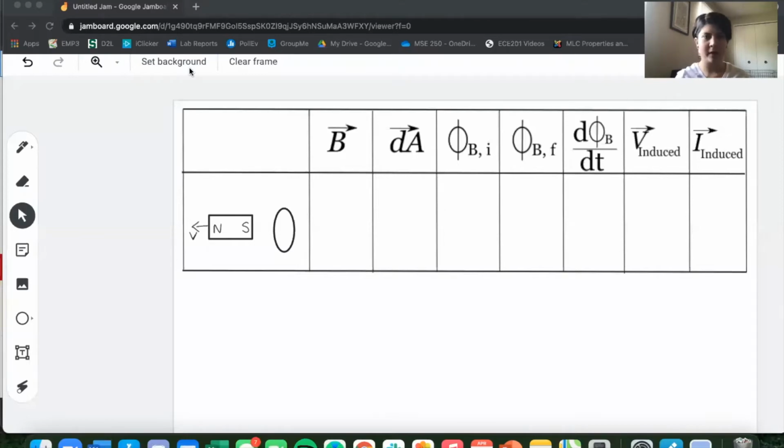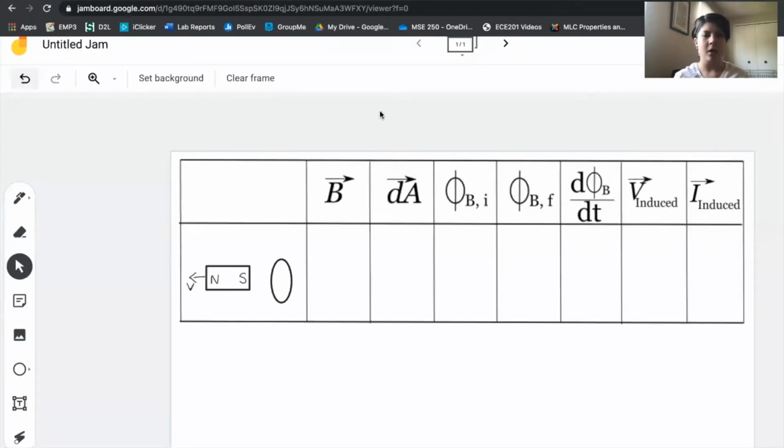All right, hello everybody. Today we are going to be talking about induced current. So here I have just an example pulled up, very similar to some of the stuff that we're going to be going over in class.